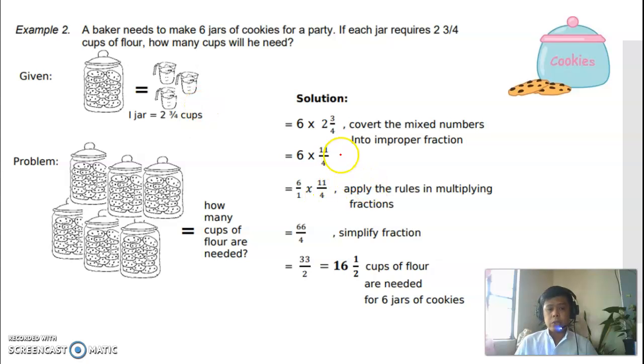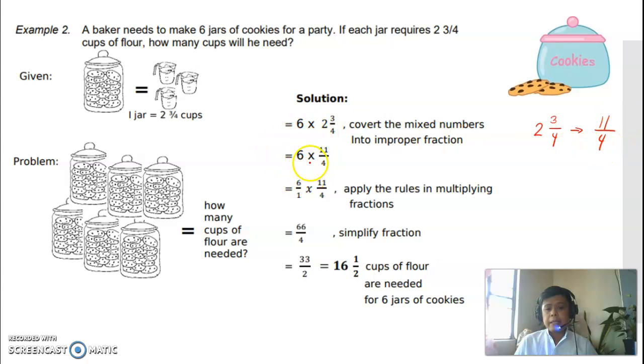So, ito yung ating solution. 6 ang kailangan natin na jars. So, 2 and 3/4 ang gagamitin niya kada jar. So, ita-times lang natin sila. So, yung 2 and 3/4, i-convert natin sa improper fraction. So, you have 2 times 4 is 8, plus 3, you have 11, and then kopyahin natin yung 4 na denominator. So, 11/4.